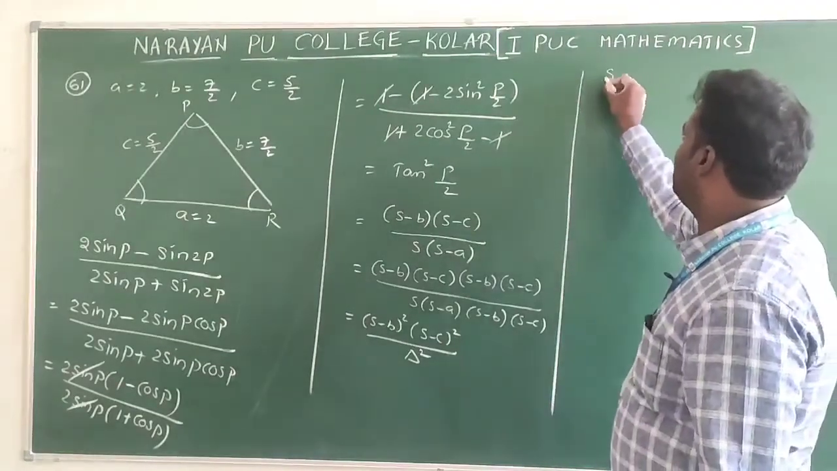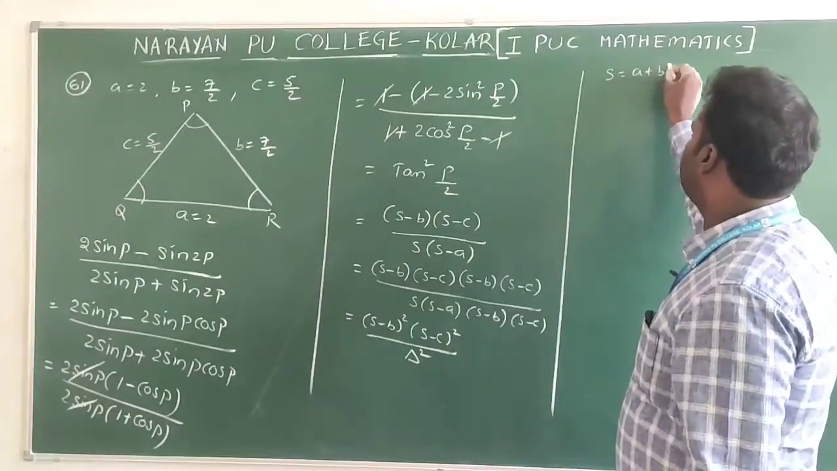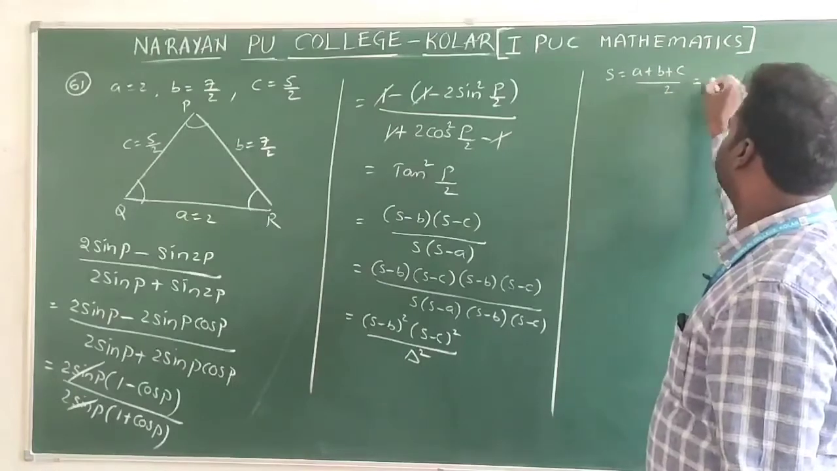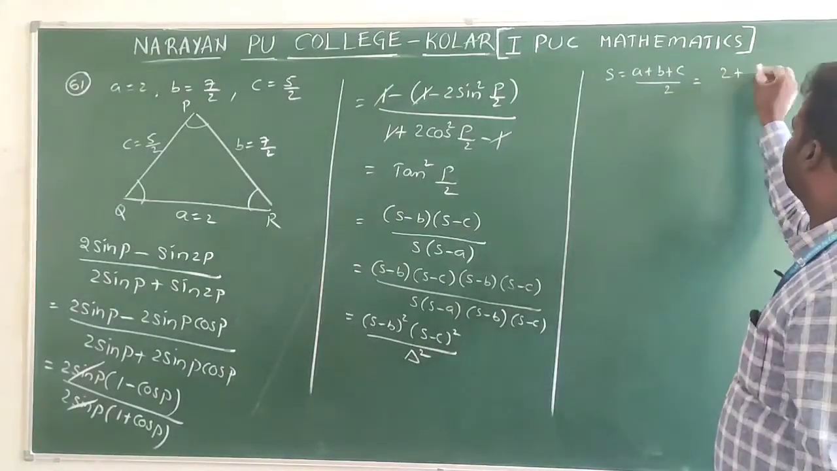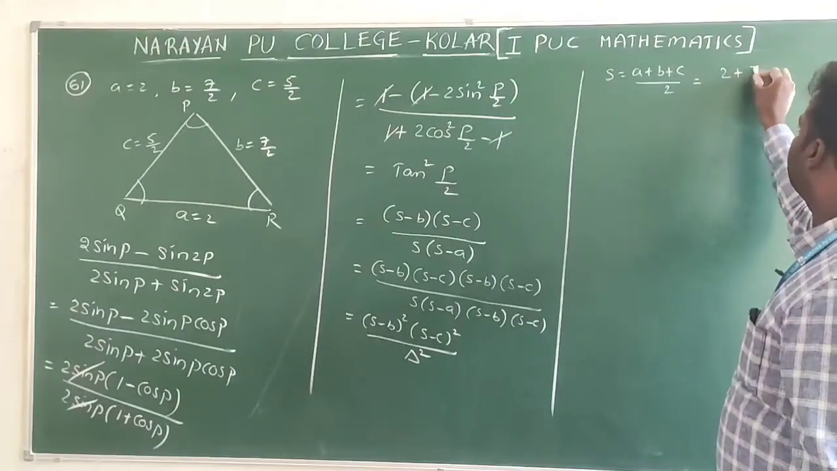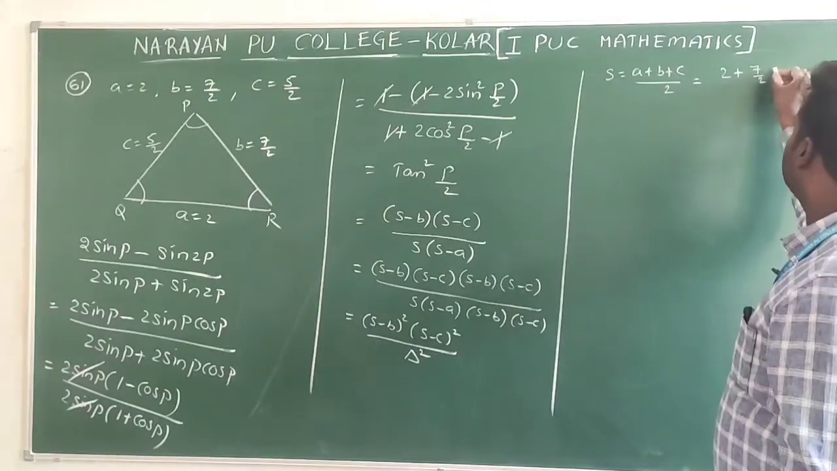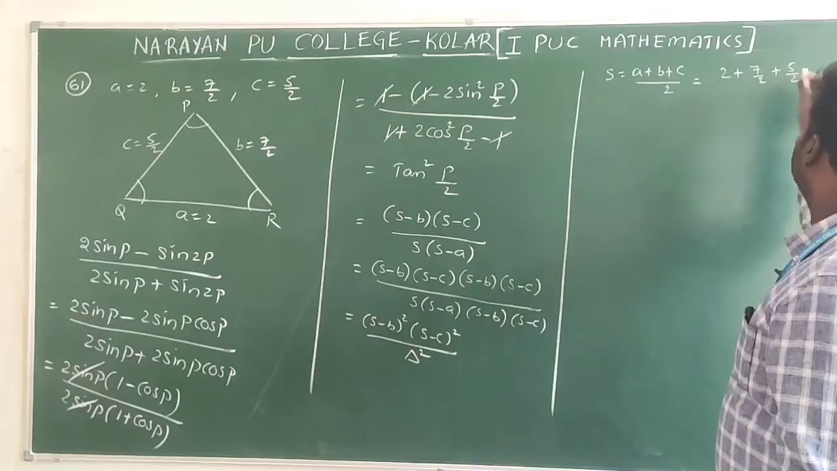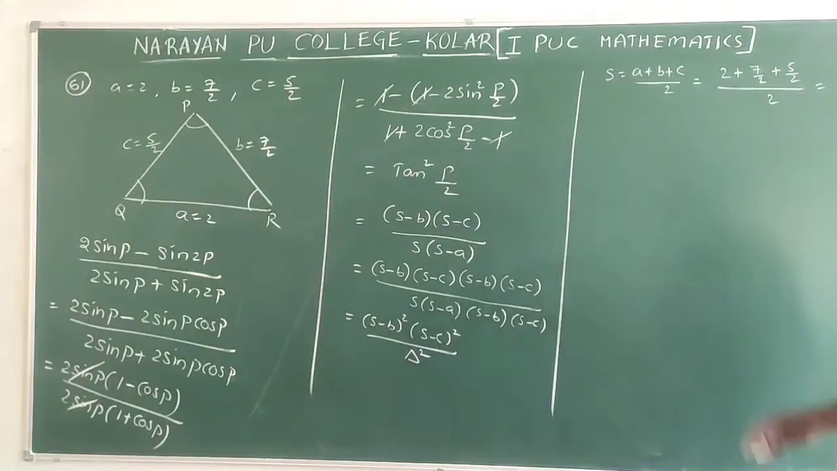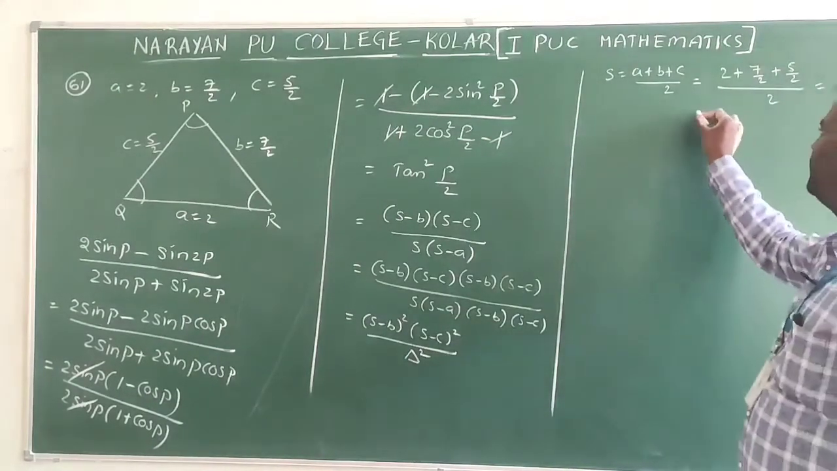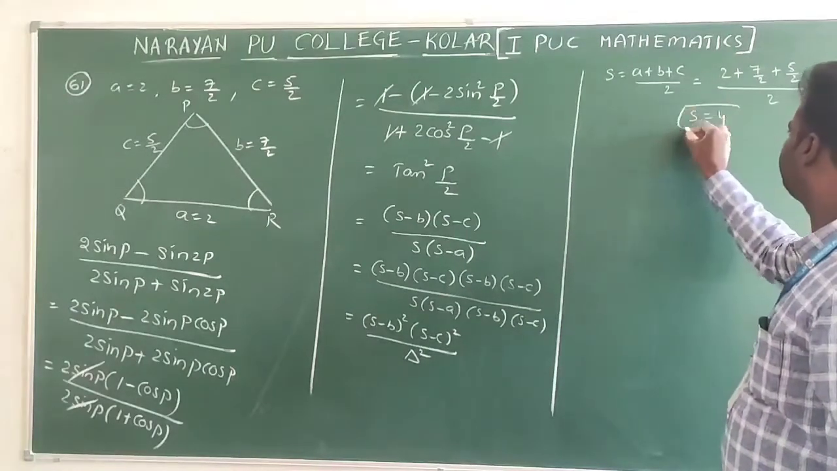Okay. Now because the answer is given in terms of delta, we can find the S value, B value, C value. How to find the S value? A plus B plus C by 2, the semi perimeter. A is nothing but 2, B is 7 by 2, C is 5 by 2. That is 2 plus 7 plus 5, 12 by 2, that is 6 by 2, 8 by 2, that is nothing but 4. Therefore, S value is 4.